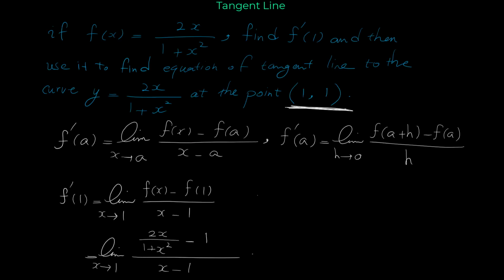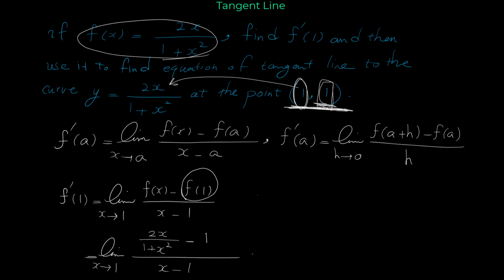Attention to this given point. When x is 1 in this function, the y value corresponding to that x value is 1 also. So basically we didn't need to find f of 1 from the function. It's already given by this point. We know that this point lies on this function. So when x is 1, f of 1 or y value corresponding to that is also 1.